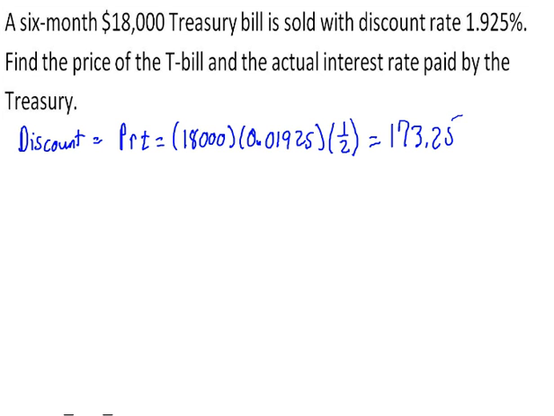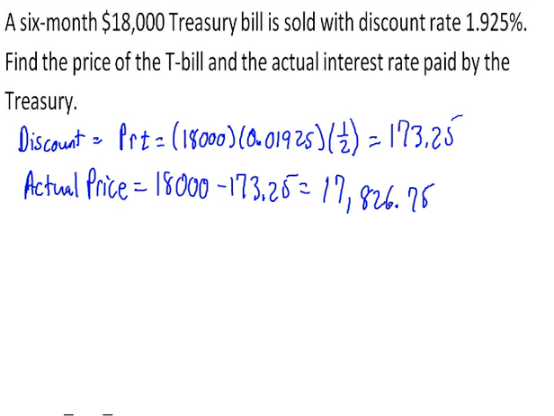Now if you multiply those together, you get $173.25. So this is the discount, so the actual price is the $18,000 minus the discount. So a person would have to pay $17,826.75 for this T-bill, and what they'll get in 6 months from buying this will be the $18,000. Now the thing is, when we figured out our discount, we assumed the interest rate was on the $18,000, not the $17,826.75.